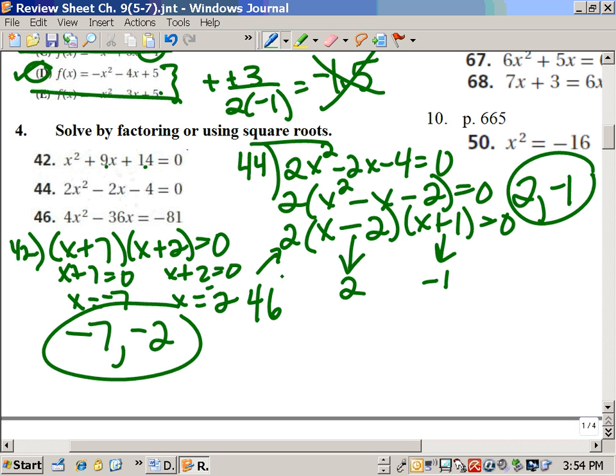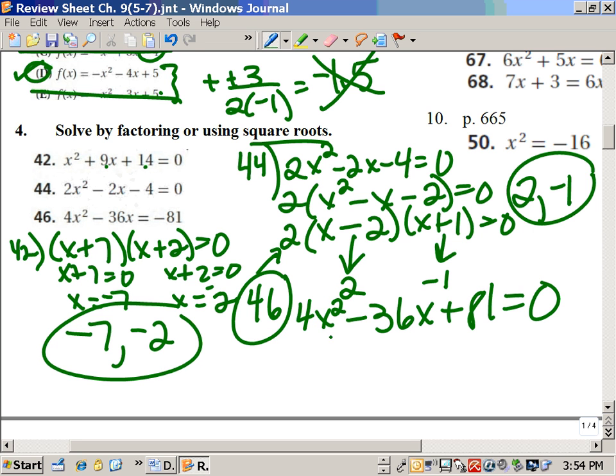Number 46. I noticed that the 81's on the wrong side, so I think I'm going to move that over first. 4x squared minus 36x plus 81. Well, 4x squared is a perfect square, and so is 81. The 36 doesn't have to be a perfect square, but it is, so that's nice. I'm going to try to do a perfect square trinomial for this problem to see if it works.